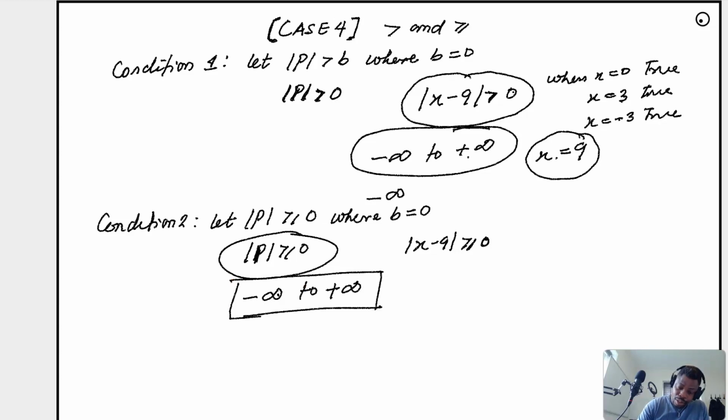But remember here, it is still between minus infinity and plus infinity, except the value of x that will make the modulus 0. Because the value of x that will make the modulus 0 will not make this inequality satisfy what we have. So that is condition 1 and condition 2.